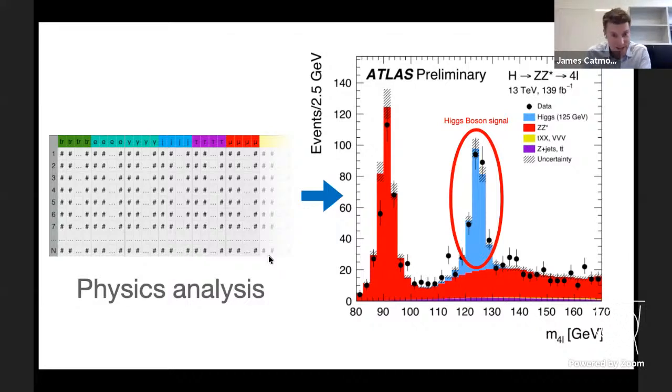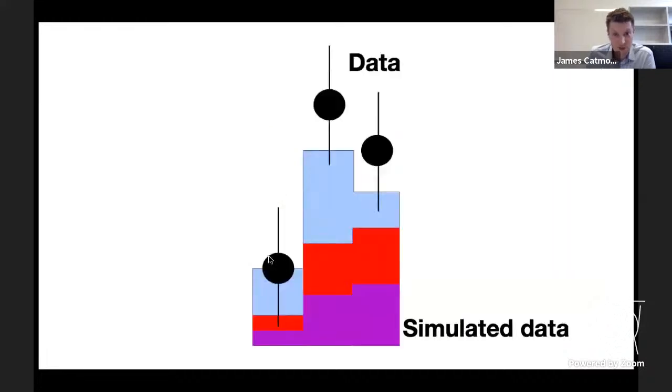But to get from the tables that have come out of the reconstruction all the way to plots like this takes many steps, and I'm going to describe a few of these steps now. The first thing to note is that there are two kinds of data shown on these plots. There are the black points, which represent real data that we've recorded in the experiment. And then there are these colored blocks, which are simulated data. We have to simulate data to understand how the detector interacts with the particles.